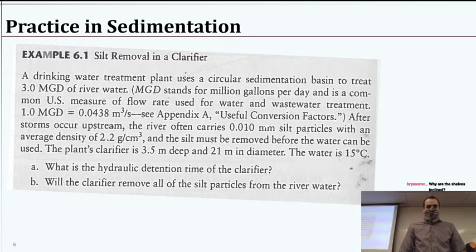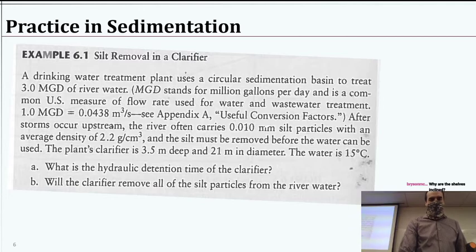After a storm occurs upstream, the river often carries 0.01 millimeter silt particles with an average density of 2.2 grams per centimeter cubed. The silt must be removed before the water can be used. The plant's clarifier is 3.5 meters deep, 21 meters in diameter. The water is 15 degrees Celsius. And then we are asked, A, what is the hydraulic detention time of the clarifier? And B, will the clarifier remove all of the silt particles from the river water?